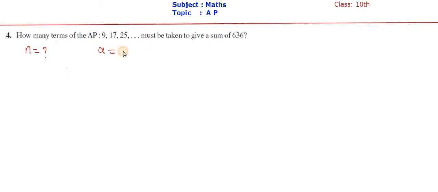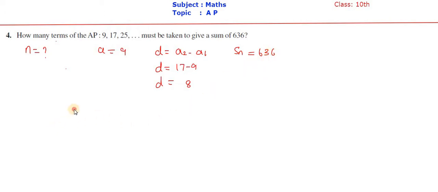So a is equal to 9, d is equal to a2 minus a1. So d is equal to a2 is 17 minus 9. So d is equal to 17 minus 9, which is nothing but 8. And they give the sum Sn, Sn is equal to 636. So therefore we need to find the n value.